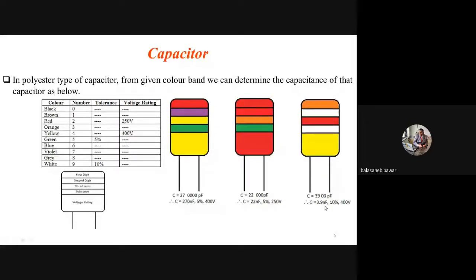Right? Now switch to the fourth color band, which is white in this case. For white, the tolerance is 10%. So I have written here the capacitor is 3.9 nanofarad and 10% tolerance. And the last one is for voltage handling capacity, as it is yellow colored. For yellow color, the voltage handling capacity is 400 volts. Is it clear?